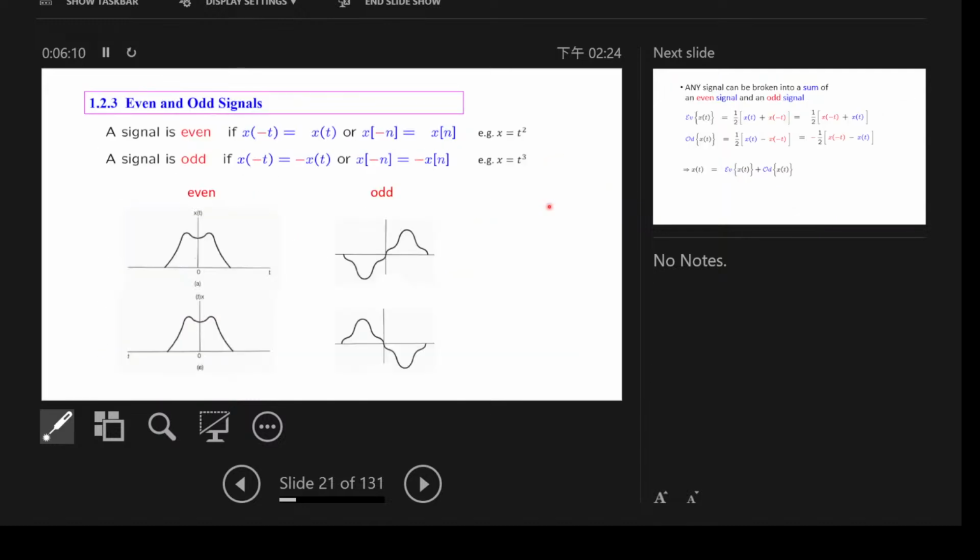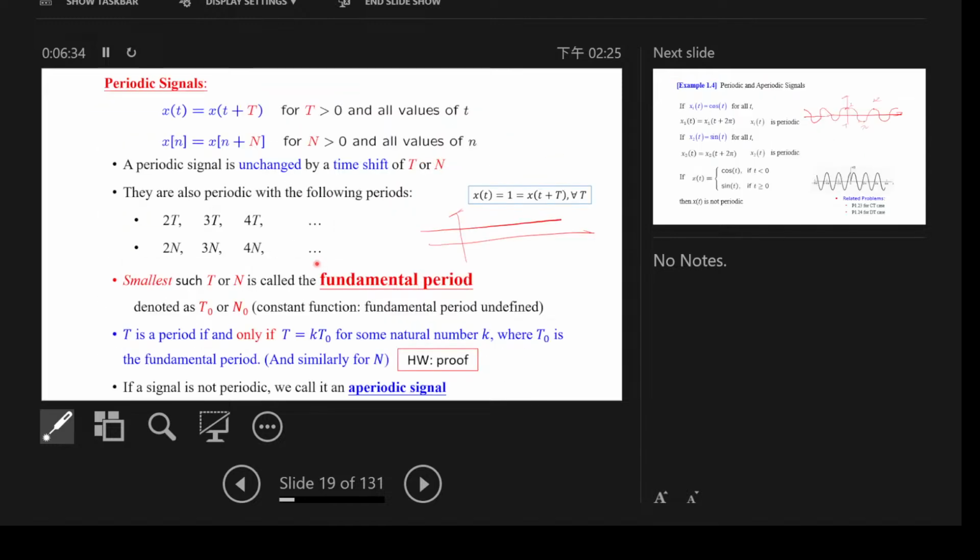And then we also define even and odd signals. Those are also nice symmetry with respect to this time reversal. Their definition is this. So for an even signal, if you reverse the time, you apply the time inversion, and the signal is still the same. And for an odd signal, when you invert time, you get a minus sign. Okay, but most of today we'll be discussing periodic signals.